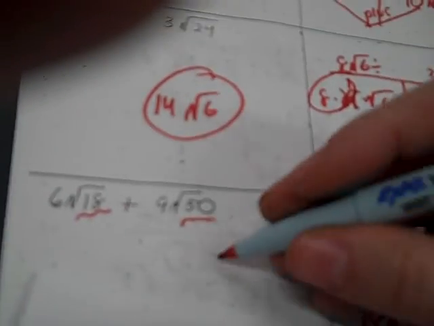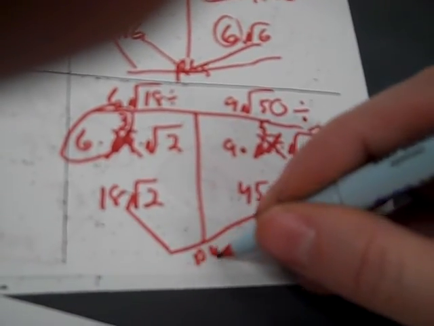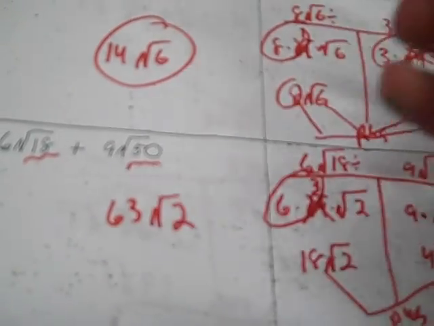So I now have my common square root. I have the square root of 2. And again, that allows me to add the 18 and the 45. And 18 plus 45 is 63. So I end up with 63 square roots of 2.